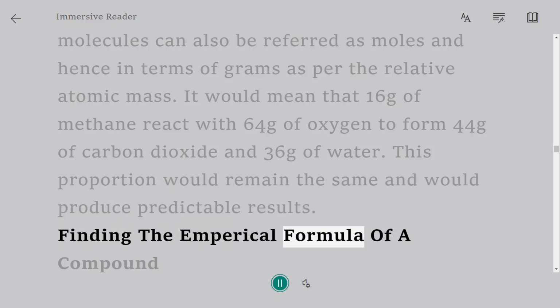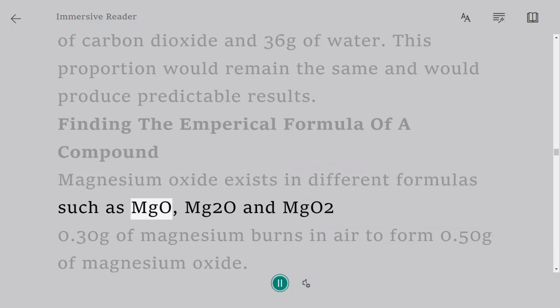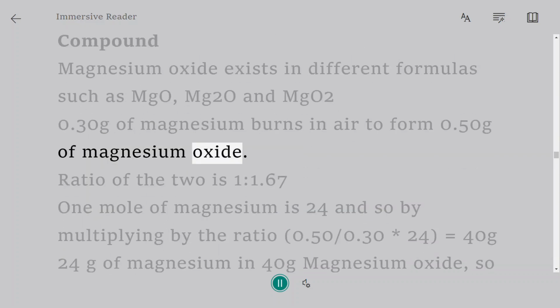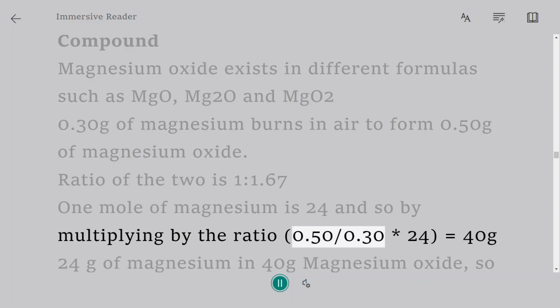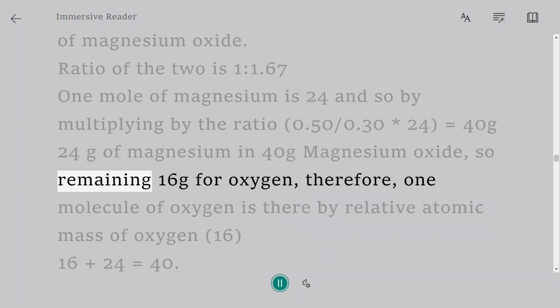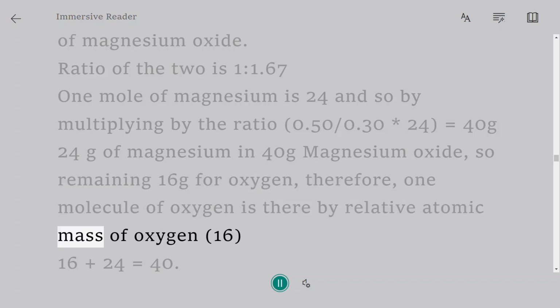Finding the empirical formula of a compound. Magnesium oxide could exist in different formulas such as MgO, Mg2O and MgO2. 0.30 g of magnesium burns in air to form 0.50 g of magnesium oxide. The ratio of the two is 1:1.67. 1 mole of magnesium is 24 g, so by multiplying by the ratio, 0.50/0.30 times 24 equals 40 g. 24 g of magnesium in 40 g of magnesium oxide, so the remaining 16 g is oxygen. Therefore, 1 atom of oxygen is there, with relative atomic mass of oxygen 16.